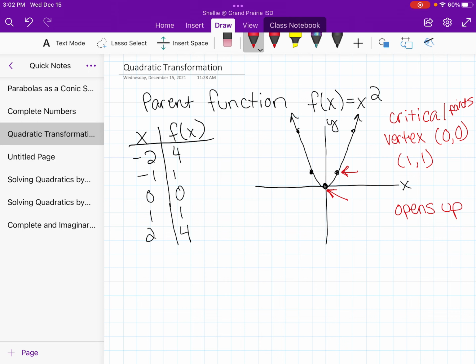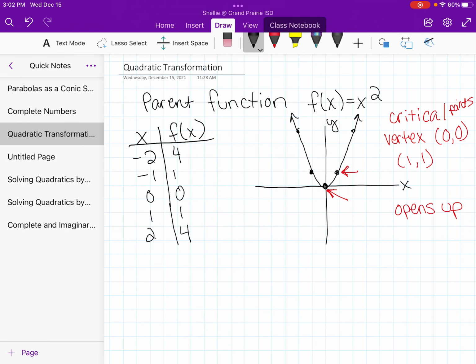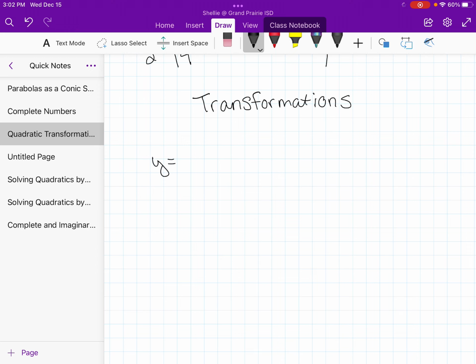That's your basic parabola. From there, we can make transformations or changes. So let's look at what those changes would be. Let's go back to black. If you have transformations, you will see that in the equation. Let me show you what that looks like in the equation. I'm going to put all the transformations in the same equation. We don't always see all of them every time, but I'm going to put them all together so you have something to view.